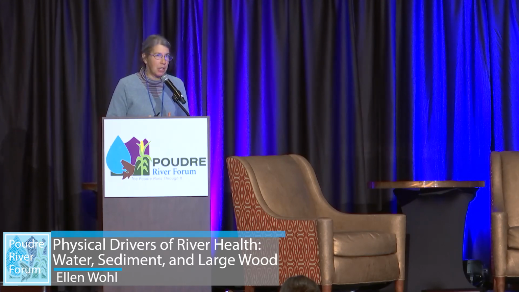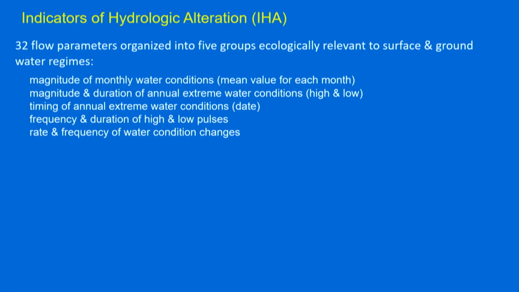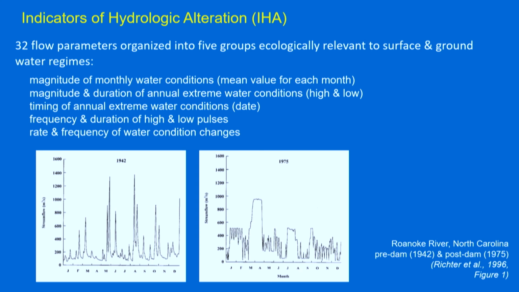But again, it's looking at changes in things like magnitude, frequency, duration, timing, all the other list of 5 that I went through a moment ago. And an example of this from the Roanoke River, this is from a paper by Brian Richter with the Nature Conservancy, who's done a lot of work with Leroy in developing some of these indices. 1942 on the left, 1975 on the right, so pre and post dam.